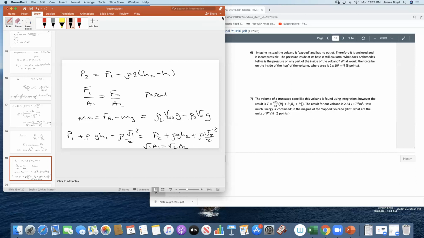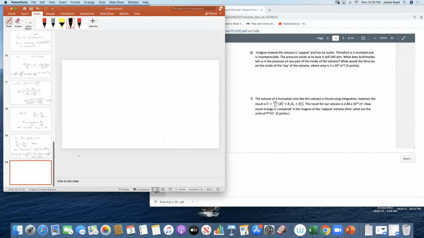Okay, if there's no questions on fluids, I want to go to gravity. Gravity is chapter 13, and it breaks down into 3 different things. Your book actually doesn't put a lot of emphasis on Kepler's laws. I do. So we have 3 things.